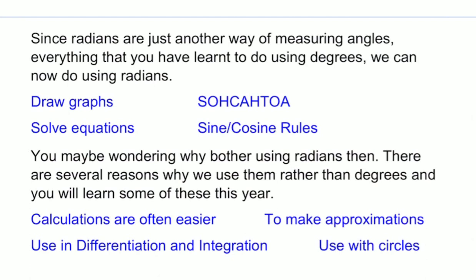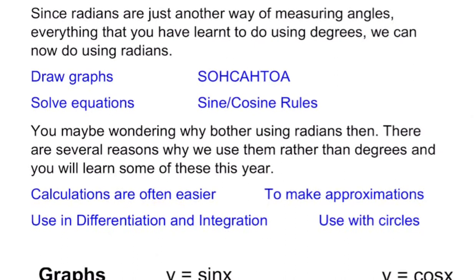Now, since radians are just another way of measuring angles, we can do everything that we've done so far with degrees with radians. We can draw graphs, we can use basic trigonometry, SOHCAHTOA, we can solve trig equations, we can do sine, cosine rule, angle of a triangle. But it's very, very important that your calculator is working in radians.